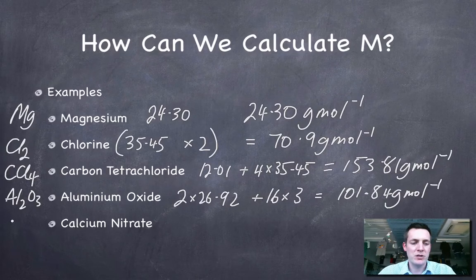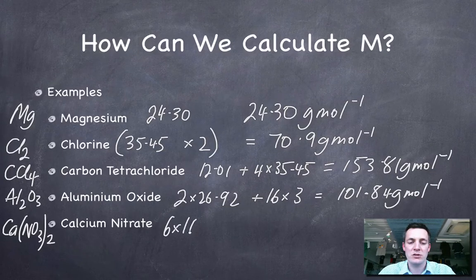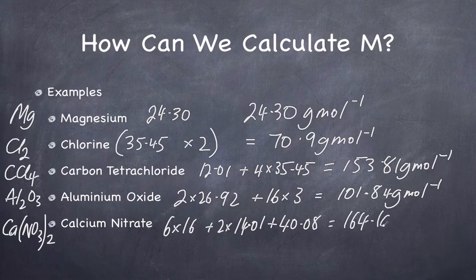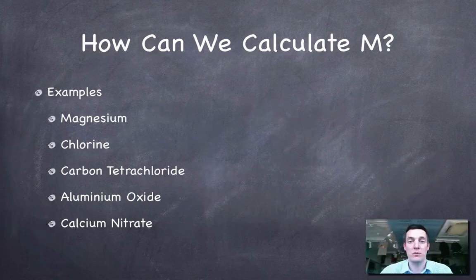Okay, calcium nitrate. Again, I'm not looking in detail at how we decide these formulae. Calcium has a 2+ charge, nitrate has a 1- charge, so that must be the formula of calcium nitrate. How many oxygens have I got? I've got 6 oxygens, and 2 nitrogens, so 2 times 14.01. And I've got a calcium as well, only one of those, so plus 40.08. Altogether, if you add them up, it's 164.1 grams per mole. So that's how we find a molar mass. Now, where can we use a molar mass?